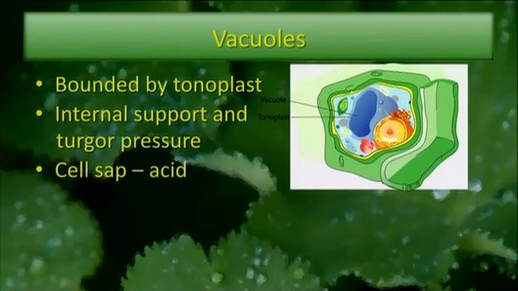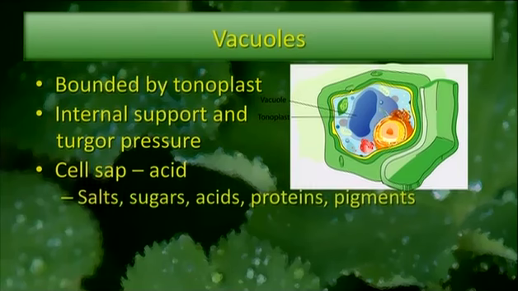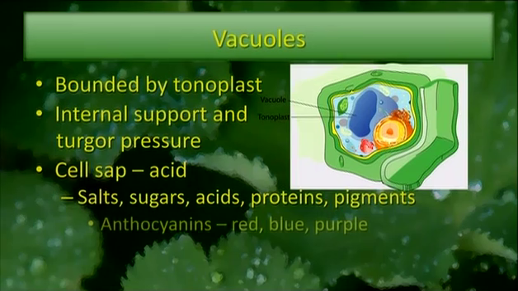And inside of the vacuole is cell sap, which tends to be slightly acid in pH. And in this cell sap, there are salts and sugars, acids, proteins, and pigments, okay? And the pigments include anthocyanins. So the earlier pigments we talked about, the chlorophylls and the carotenoids, they're actually fat-soluble pigments, right? Whereas the anthocyanins, which tend to be red or purple or blue, they're water-soluble pigments, so they're different in effect.